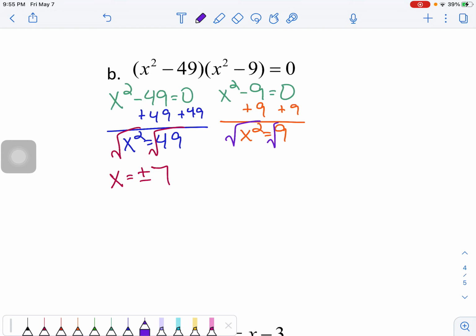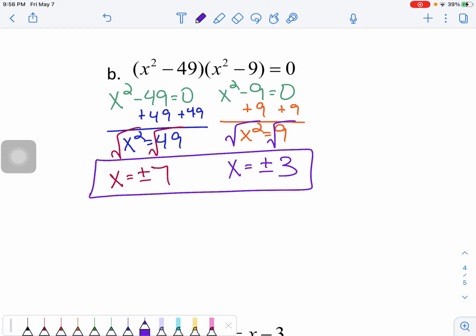I'm going to take the square root of both sides there, and I would get x equals, we put the square root in, so plus or minus, square root of 9 is 3. All right, so technically part B has 4 answers to it. Positive 7's one answer, negative 7's one answer, positive 3, and negative 3. So a total of 4 answers there for part B. But part B is now done.